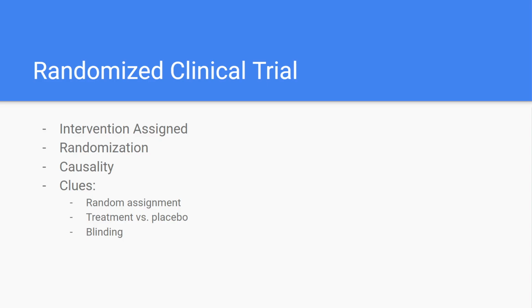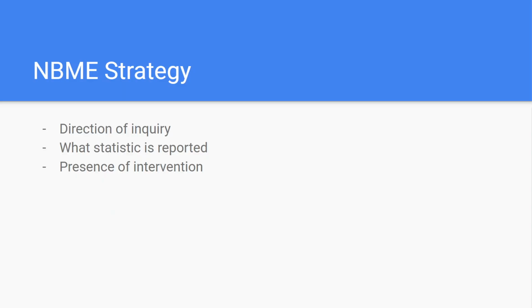And the last study we have is the randomized clinical trial, which is the only experimental study, in which participants are randomly assigned to receive an intervention or a control, such as a placebo. This is the gold standard study design because randomization minimizes confounding. So if a question has random assignment, treatment, placebo groups, and blinding, that's a really good clue for an RCT. So, what's the strategy?